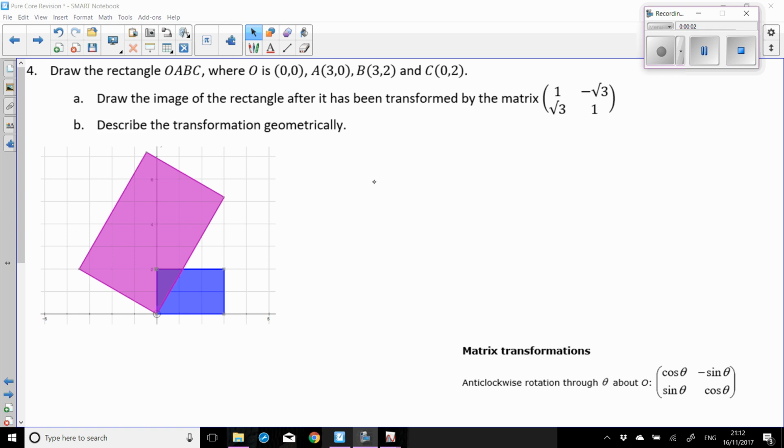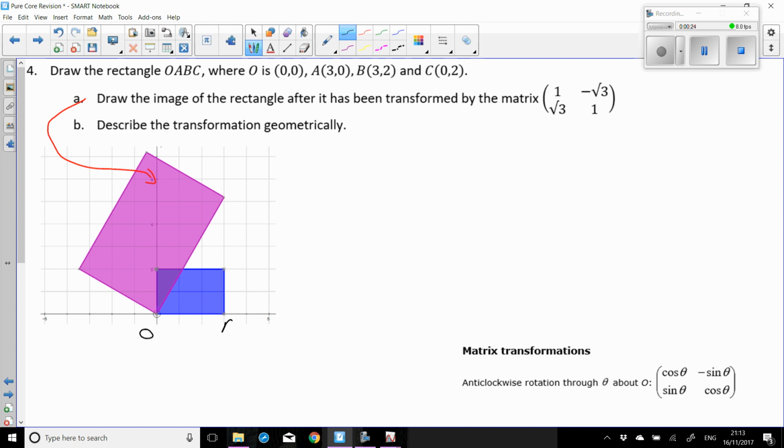On question 4, you've got to draw a rectangle, first of all, and then you've got to draw the image after it's been transformed by the matrix. Now, in order to get a neat diagram, I have put it into Autograph. There's the image, and the blue one's the original rectangle. The question is, how do we find where we're drawing it and where these vertices have gone?